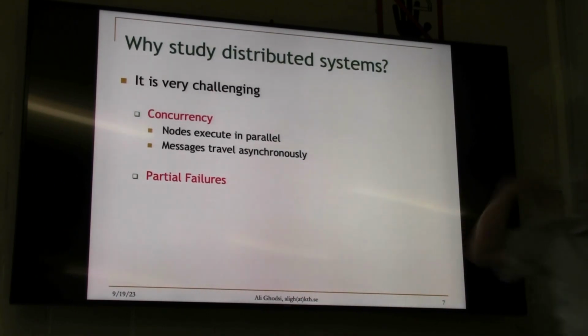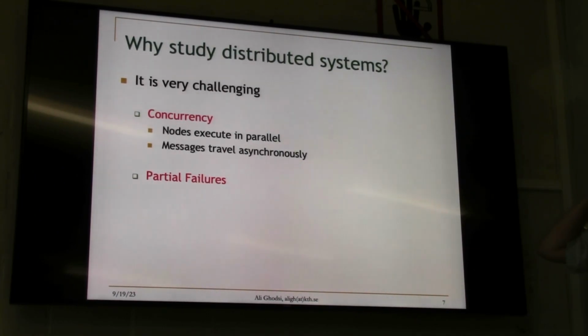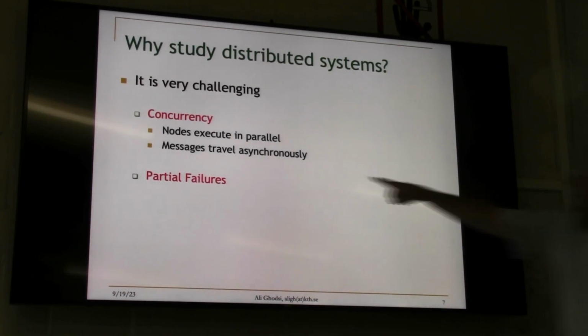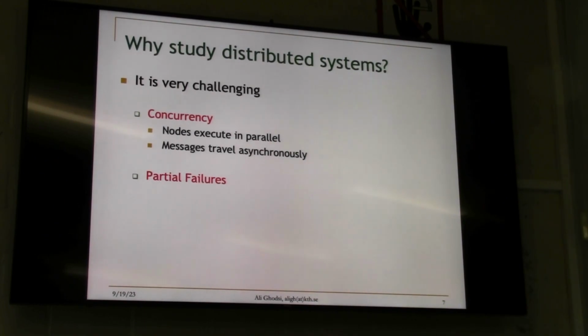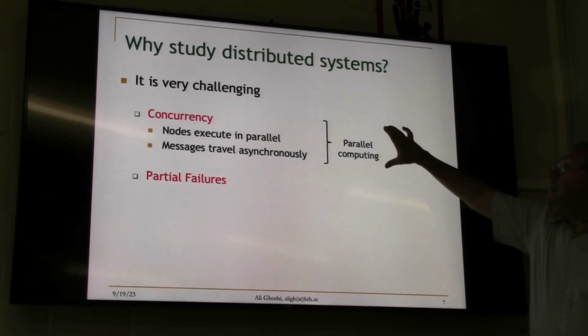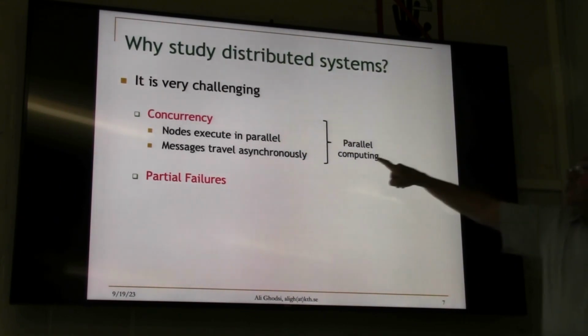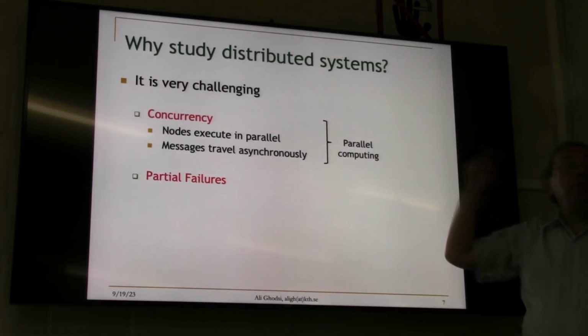Okay? So concurrency, let me say a little bit more about what it is. You have many nodes, they're all executing simultaneously, so in parallel, and you have messages traveling between them asynchronously, which means it takes time when one computer talks to another, but we don't know how much time. It can vary. It's asynchronous, so there are no real-time bounds. We will see later what this means precisely. If we forget partial failures and only look at systems where nodes are executing in parallel, this is called parallel computing.